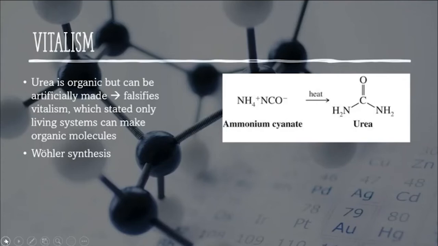Back in the 1800s, it was believed that only organic molecules can be made from living systems. Urea, which is waste from nitrogen metabolism, is excreted by mammals via the kidney, but it is artificially made from heating inorganic ammonium cyanide to create urea, therefore falsifying vitalism. That's just a random part they threw in, but that's also a standard you have to know.